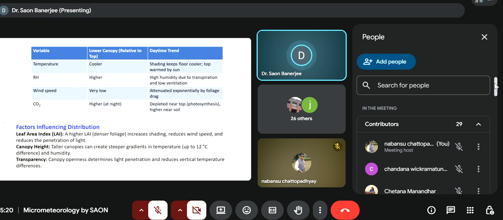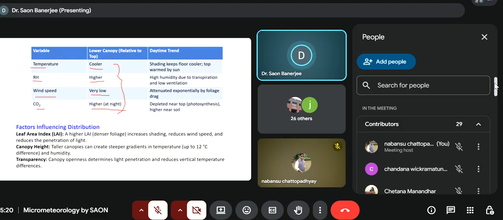Now look at this table. These are the variables I have already told: temperature, relative humidity, wind speed, carbon dioxide. At the lower canopy, relative to the top canopy, the temperature is cooler, relative humidity is higher, wind speed at the low portion is very low, almost zero, and carbon dioxide at night will be higher. So these are the conditions which prevail in the crop canopy system, or in a micrometeorological system.